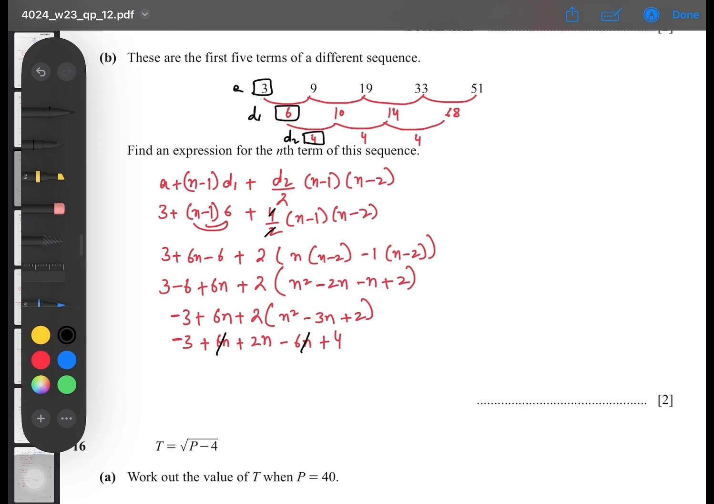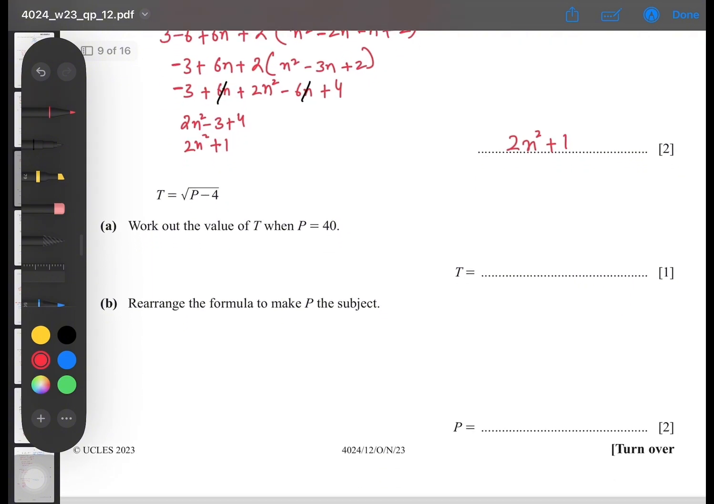So the remaining terms are 2n square, minus 3 plus 4. So the answer will be 2n square plus 1. So this is the sequence: 2n square plus 1, a quadratic sequence.